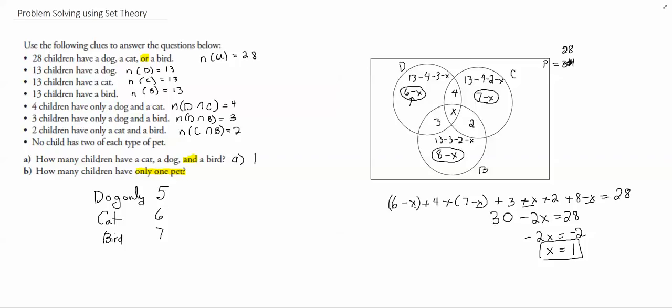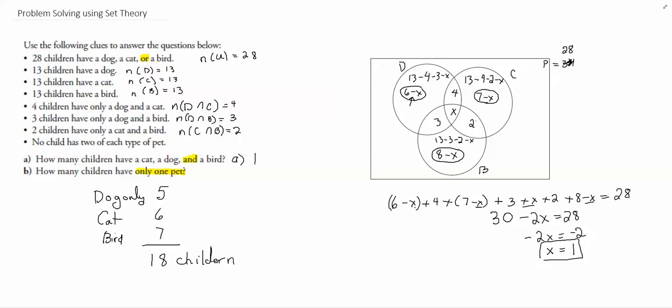And so when we add these together, we have 18 children that have only one pet. So 18 out of the 28. And it surprised me that the birds were the highest number of only pets. Okay, let's move on to a theoretical question.